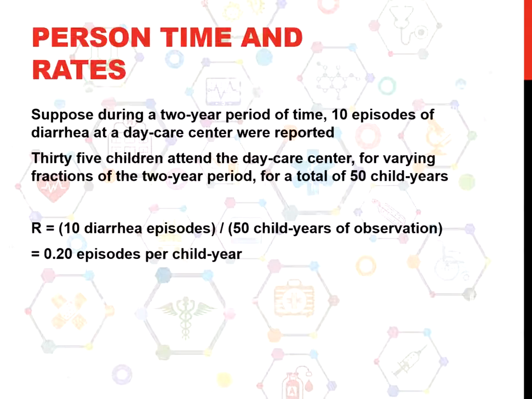Okay, so for example, suppose during a 2-year period of time, 10 episodes of diarrhea at a daycare center were reported. 35 children attended the daycare center for varying fractions of the 2-year time period for a total of 50 child-years. So, kumbaga kung ilan or kung gaano kalimit yung nandun. So, 10 diarrheal episodes. Kasi 10 yung na-collect natin na data doon. So, 50 child-years of observation. So, 0.2 episodes per child-year. Hindi naman natin siya masyadong gagamitin.